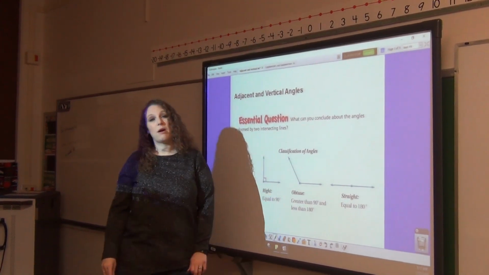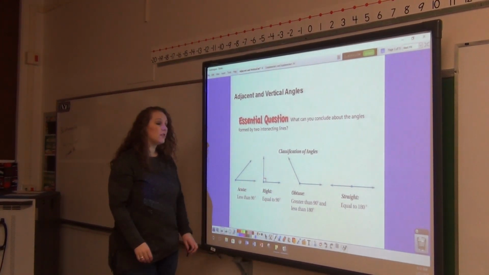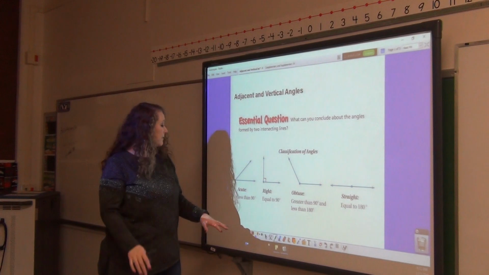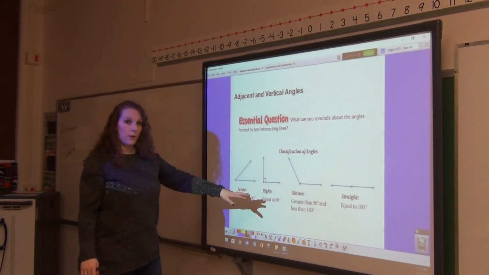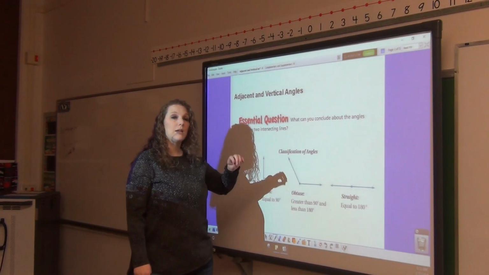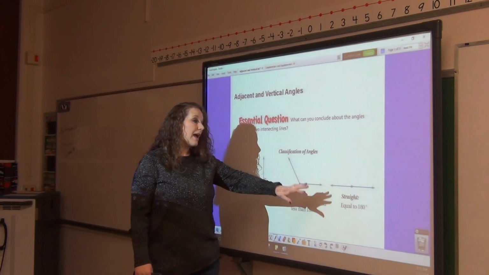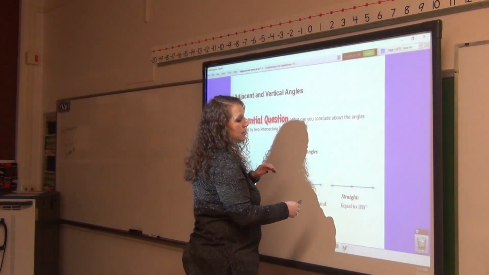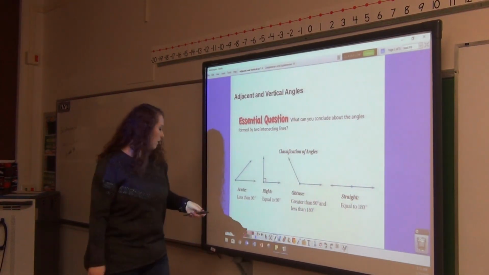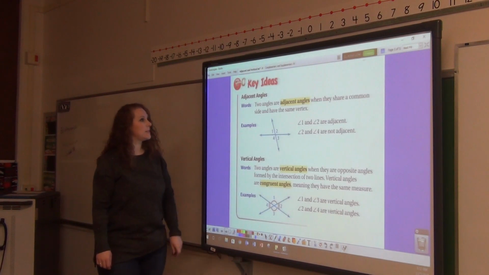So today we are talking about vertical and adjacent angles. First we need to review our angle names. Less than 90 degrees is acute, 90 degrees is a right angle, more than 90 but less than 180 is obtuse, and we've got straight angles also, which are formed by two line segments that are connected in the center, and that is 180 degrees.